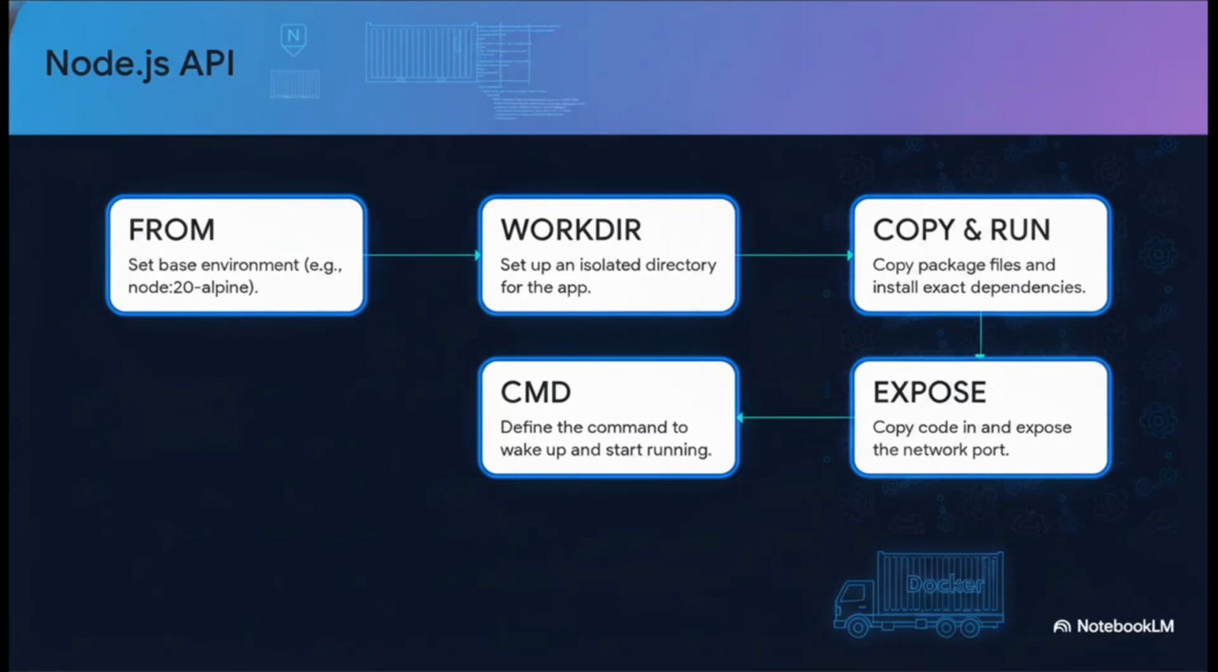Imagine we have a little Node.js API. This right here is what a minimal Dockerfile looks like. We start with FROM node:20-alpine, that sets our base environment. Then WORKDIR /app sets up our isolated directory. Next, we copy our package files and run npm install so we get our dependencies exactly right. Then we copy the rest of our code in and EXPOSE port 3000 so we can actually talk to it. And finally, the CMD tells the container how to wake up and start running, which in this case is node server.js. Boom, that is your recipe.